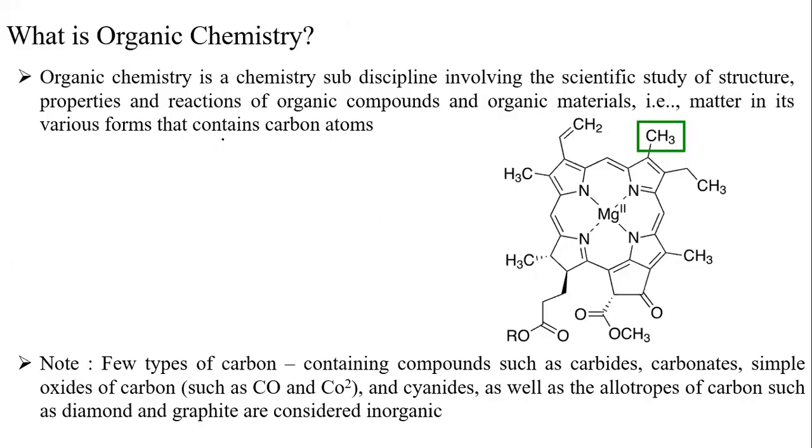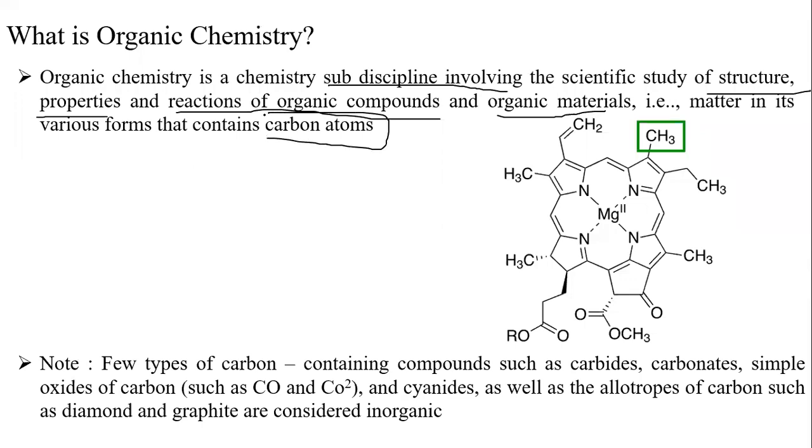Very first, what are the definitions? What is organic chemistry? You want to know what organic chemistry is. Organic chemistry is a subdiscipline involved in the scientific study of the structures, structural properties, and reactions of organic compounds and organic materials, that is, matter in its various forms containing carbon atoms.